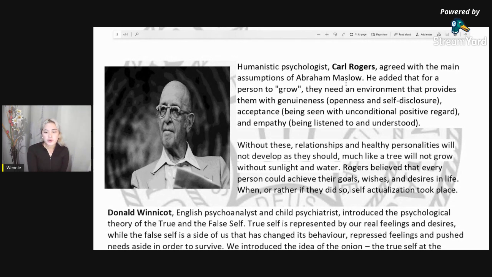Rogers. So Donald Winnicott is an English psychoanalyst and child psychiatrist, who introduced the psychological theory of the true and the false self. So the true self is represented by our real feelings and desire, while the false self is a side of us that has changed its behavior, repressed feelings, and pushed needs aside in order to survive. So we introduced the idea of the onion. Sabi sa onion, di ba, madami siyang layers. At yung pinaka-core daw, yung core ng onion, yun daw yung true self mo. At yung mga balat, yung outer layer, yun daw yung false self mo na pinoprotektahan ang true self mo.